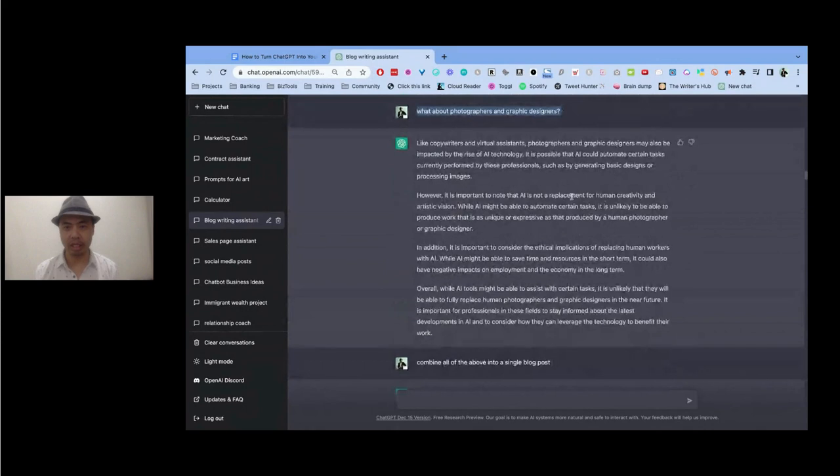And here, it talks about how it's important to note that AI is not a replacement for human creativity and artistic vision. It's unlikely to be able to produce work that is as unique or expressive as that produced by a human photographer or graphic designer. Now, if you've been following the AI art tools out there right now, this is being debated. But certainly there is an argument to say that photographers and graphic designers have a specific way of looking at things that can't be produced by an AI, right?